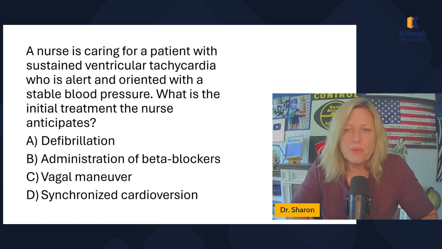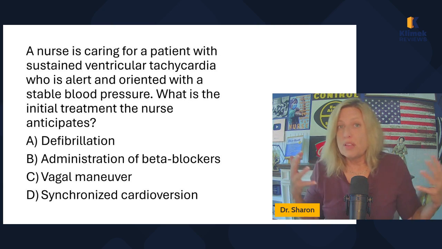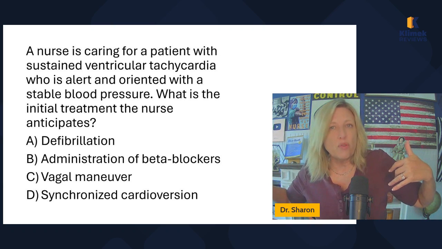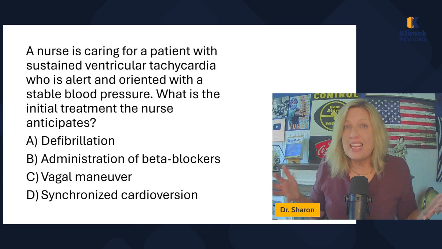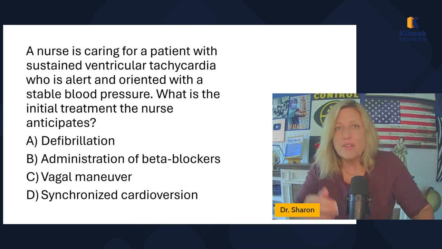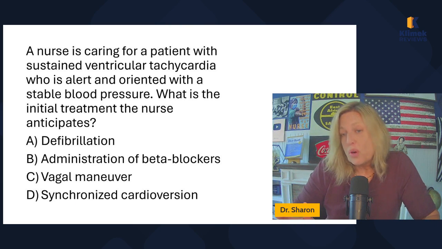A nurse is caring for a patient with sustained VTAC who's alert and oriented with a stable blood pressure. What is the initial treatment the nurse anticipates? I told you VTAC, especially not if it's like 120, 140, but if it's say 60 to 80, VTAC can very likely have a pulse. So what are we going to do?